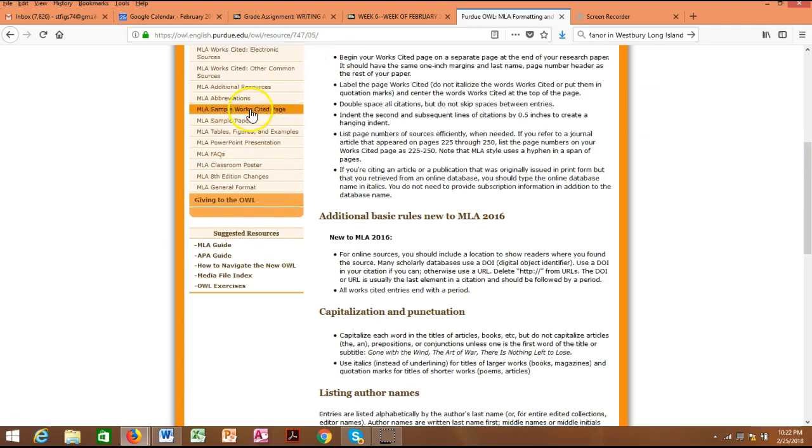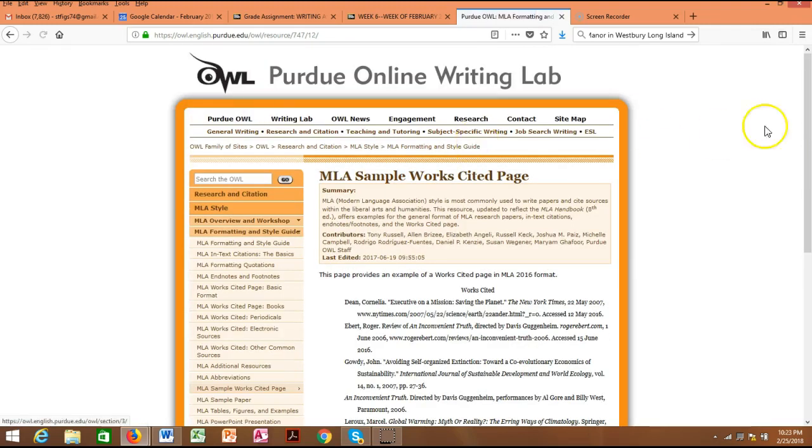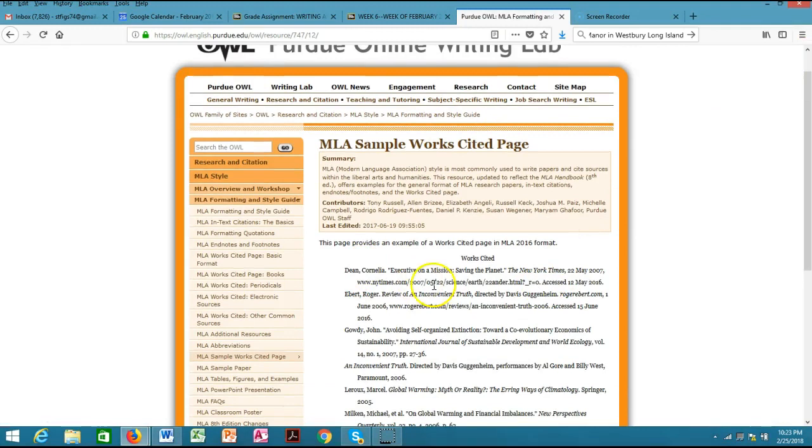So, sample works cited page. This is what it's supposed to look like. Okay. Now, this is what it's supposed to look like. All right. A works cited page. You type the words works cited page.